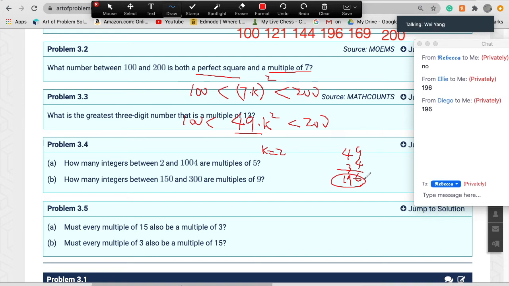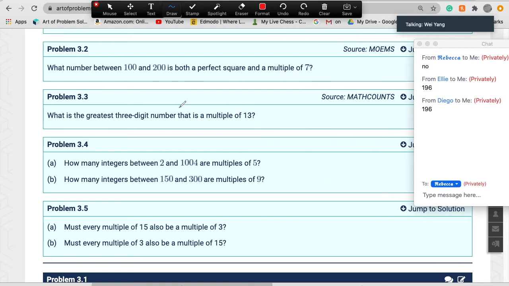Okay. Now let's go to 3.3. Can I write my answer? Yes, send me the private chat. Everybody send me the private chat. Done. Okay. What is the greatest three-digit number that's a multiple of 13?